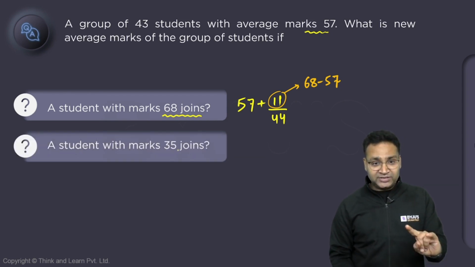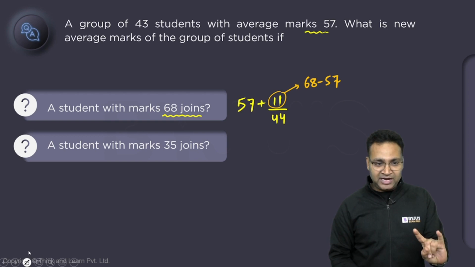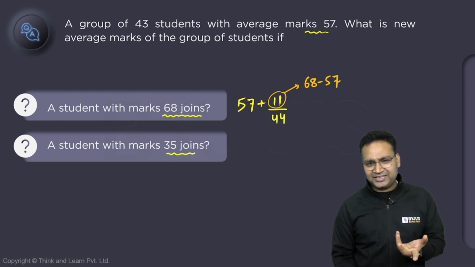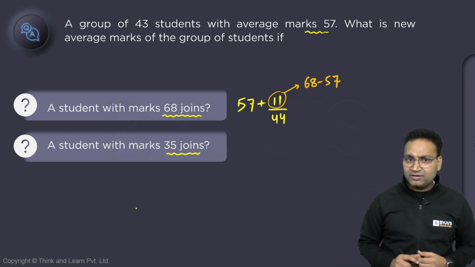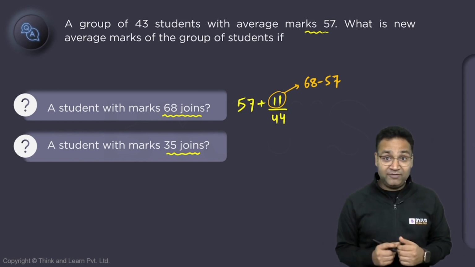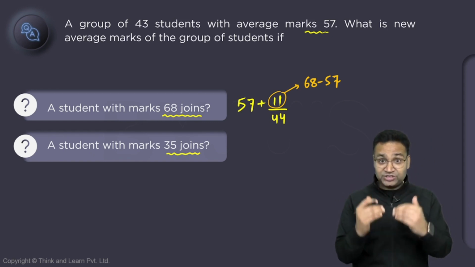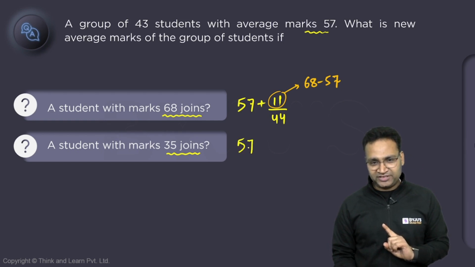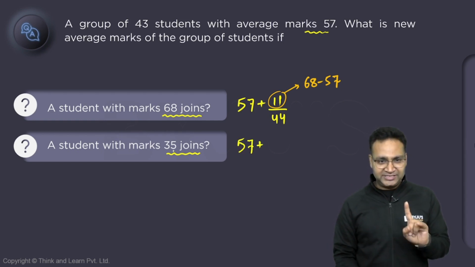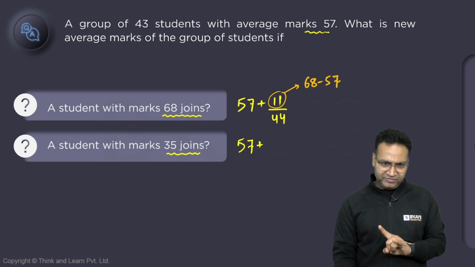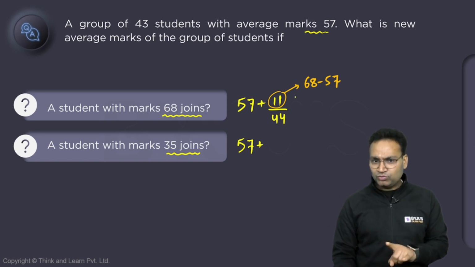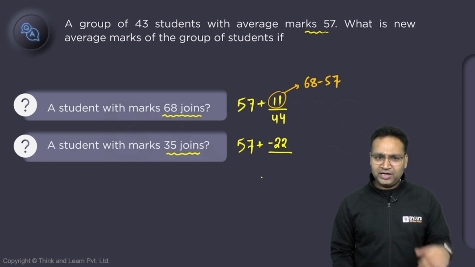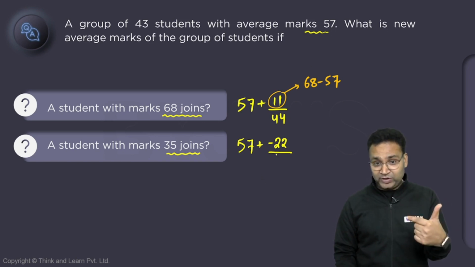A student with marks 35 joins. So if I say a student with marks 35 joins, can I say he is comparatively poor? What I mean by poor is less than the average. So the average should decrease. The initial average is 57. What is the deficiency? 35, 57. Deficiency is 22, so it is minus 22. Divide by how many people after one person has joined? 44. That can be done.